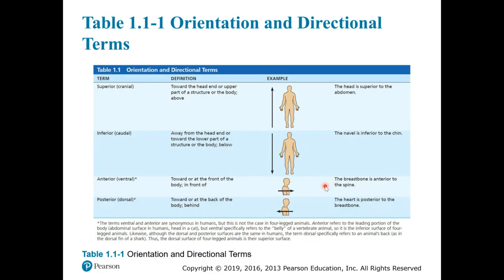Breastbone or sternum is anterior to the spine. It's in front of. Sternum's right about here. Spinal cord is back here. The heart is posterior to the breastbone. At least it should be.